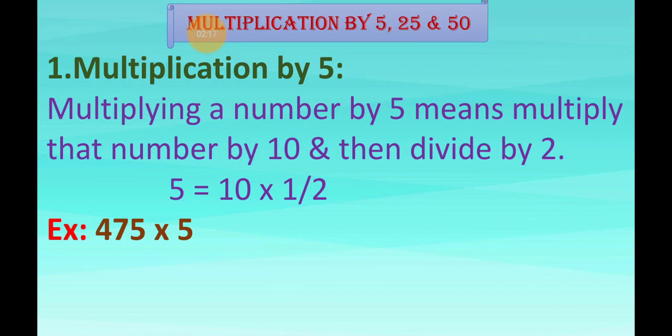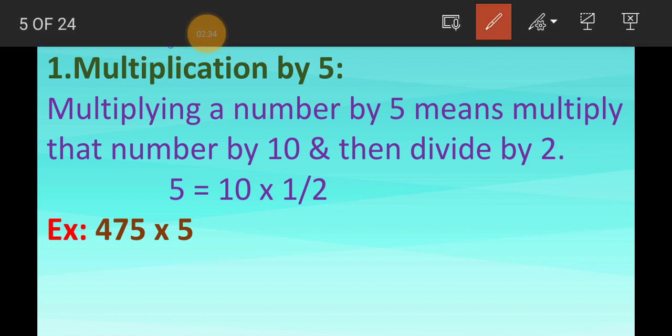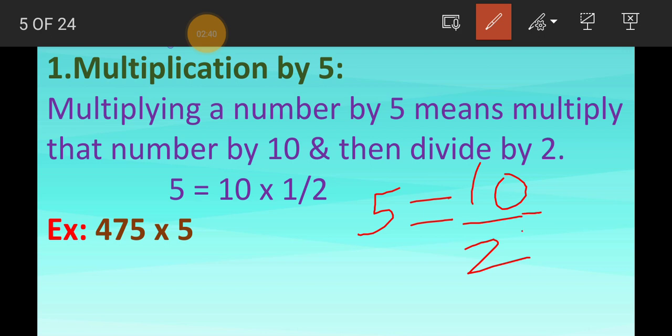Now we'll see some more important properties, some rules. Like if we have to multiply any number by 5, then how can we make our multiplication quick? See students, 5 is half of 10. It means 10 by 2, and I can also write 10 by 2 as 10 into half, right?